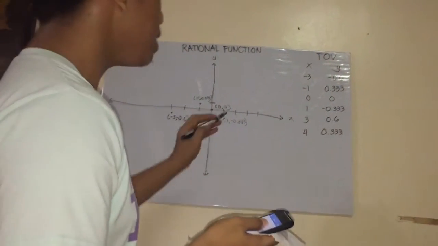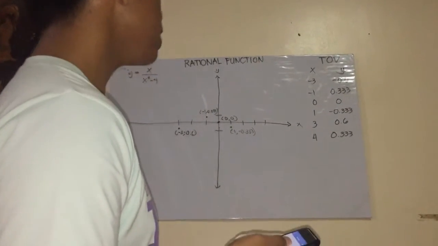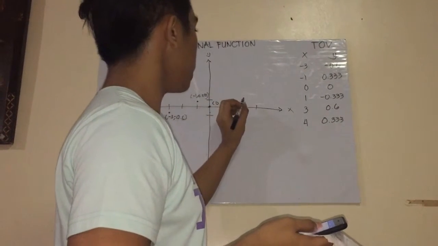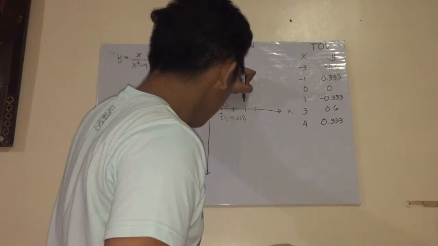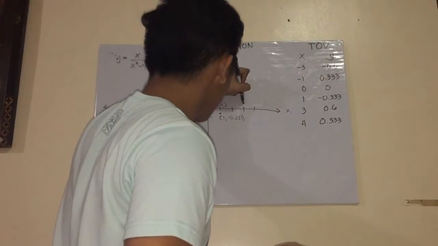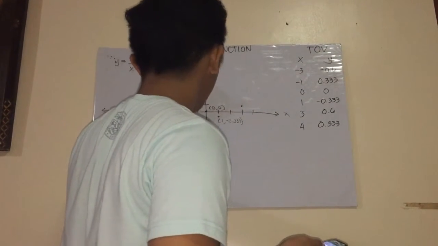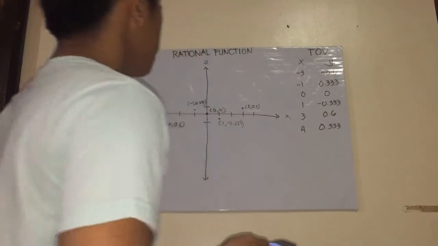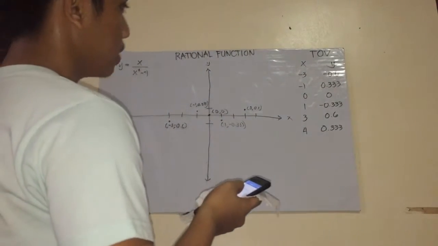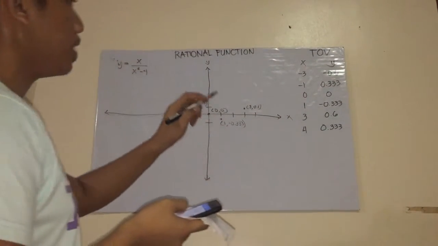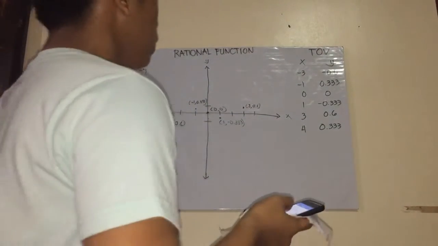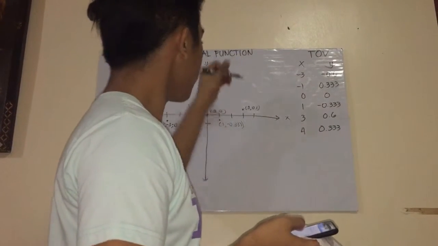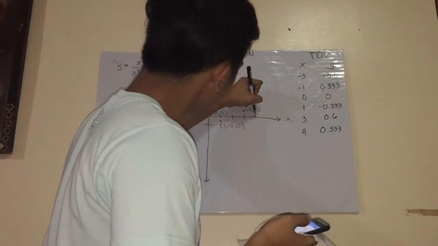So, ang next value is 3 positive for x and positive 0.6. So, 3, 1, 2, 3, then 0.6. Mas mataas lang siya ng konti. So, 3 and 0.6. Then, the next value is 4 and 0.333. So, 4. 1, 2, 3, 4, and 0.333. Positive. Value, mas mababa lang siya ng konti.